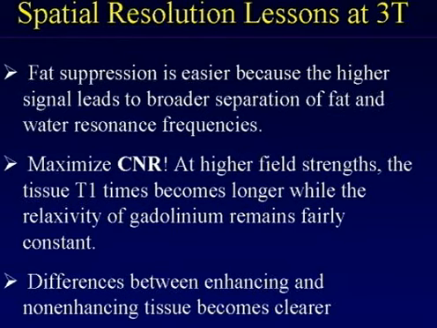So what have we learned from imaging at a 3T? Well, fat suppression is easier because there's broader separation between fat and water. In general, you can maximize the contrast to noise. That's because gadolinium is going to stay constant. However, the T1 relaxivity of tissue becomes longer. And what the heck does that mean? At the end of the day, it means that the 3T hopefully will be able to distinguish differences between enhancing and not enhancing tissue a little bit more clearly.